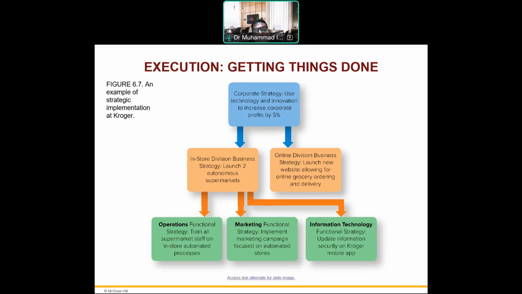Then the last one is how we implement these strategies. Operations function strategy: train all supermarket staff on the in-store automated process. Marketing function strategy: implement a marketing campaign focused on the automated store. The last one is also a function strategy, for the information technology department: update information security on the Kroger mobile app. I hope this is an easy pictorial demonstration of the flow of goals and objectives from top to bottom.